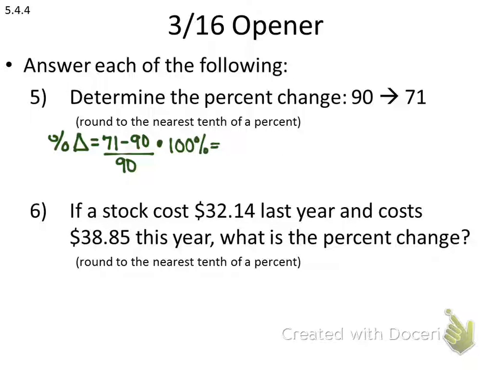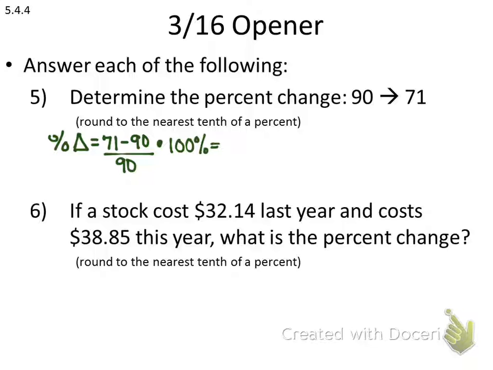Okay, so what she basically did, she used the percent change formula: new minus old divided by old times 100%. So she plugged the numbers in here, took 71 minus 90 divided by 90 times 100%. Now remember, when you type this in your calculator, you have to do it a certain way. So when you type in 71 minus 90 equals divided by 90, times 100, what do you end up with?